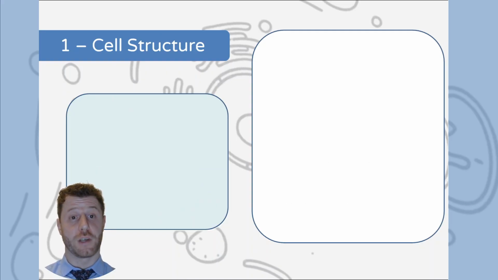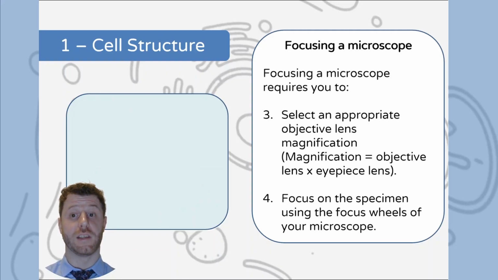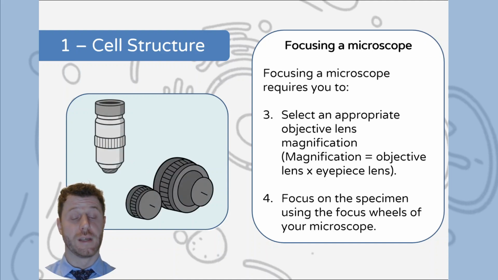After you've got the microscope turned on, the lights on, then you need to focus the microscope. Here's a really important part, and I'm going to stop for a second to make sure you understand. There are usually 3 or 4 different types of objective lens.